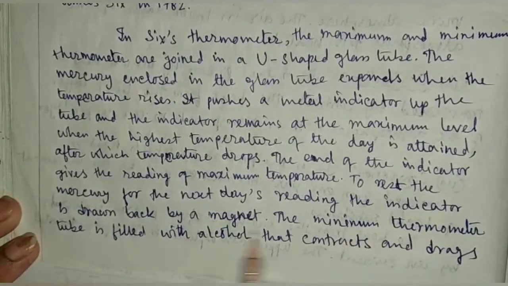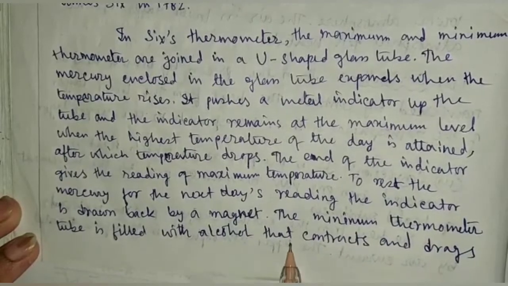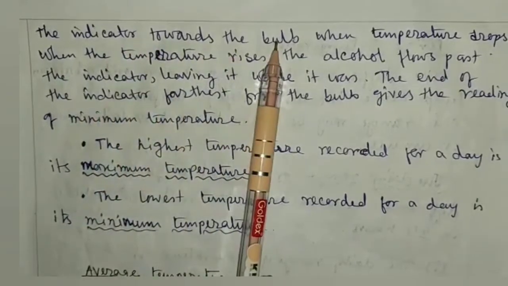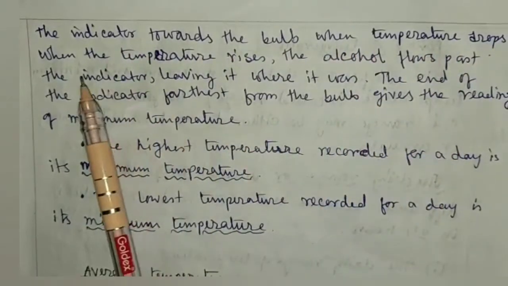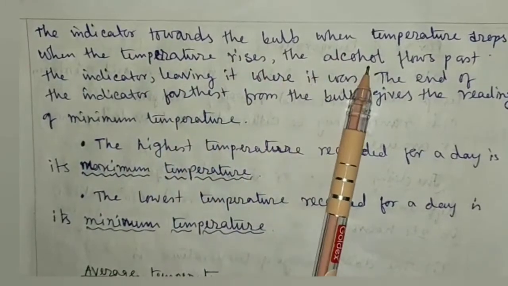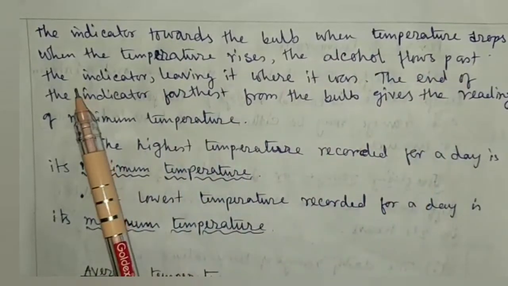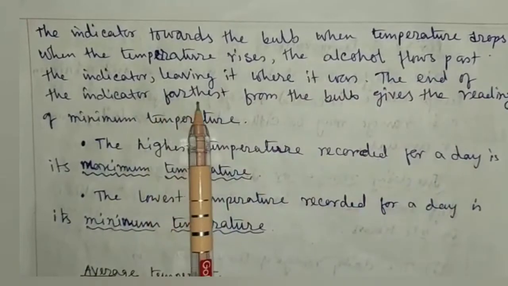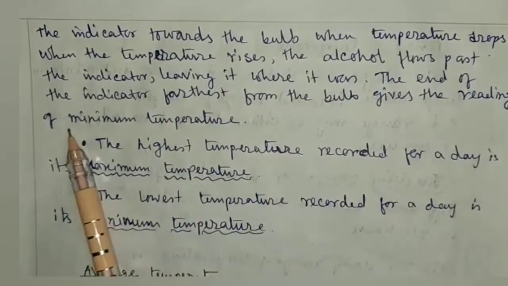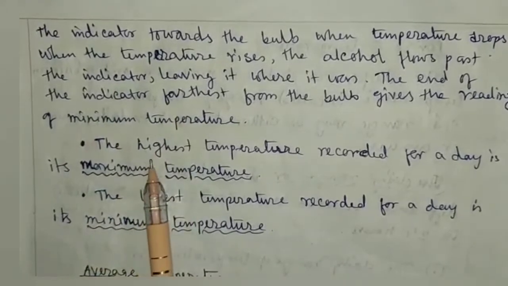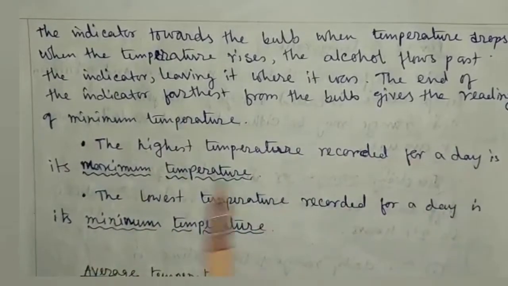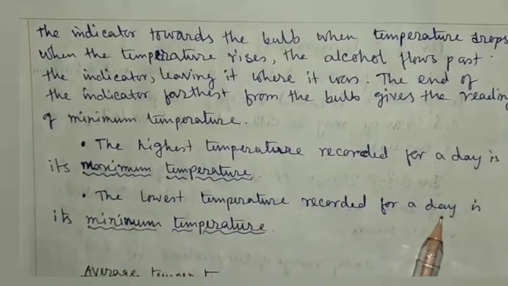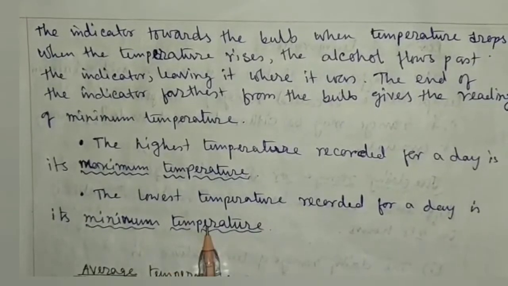The minimum thermometer tube is filled with alcohol that contracts and drags the indicator towards the bulb when the temperature drops. When the temperature rises, the alcohol flows past the indicator, leaving it where it was. The end of the indicator furthest from the bulb gives the reading of minimum temperature. The highest temperature recorded for a day is the maximum temperature. The lowest temperature recorded for a day is its minimum temperature.